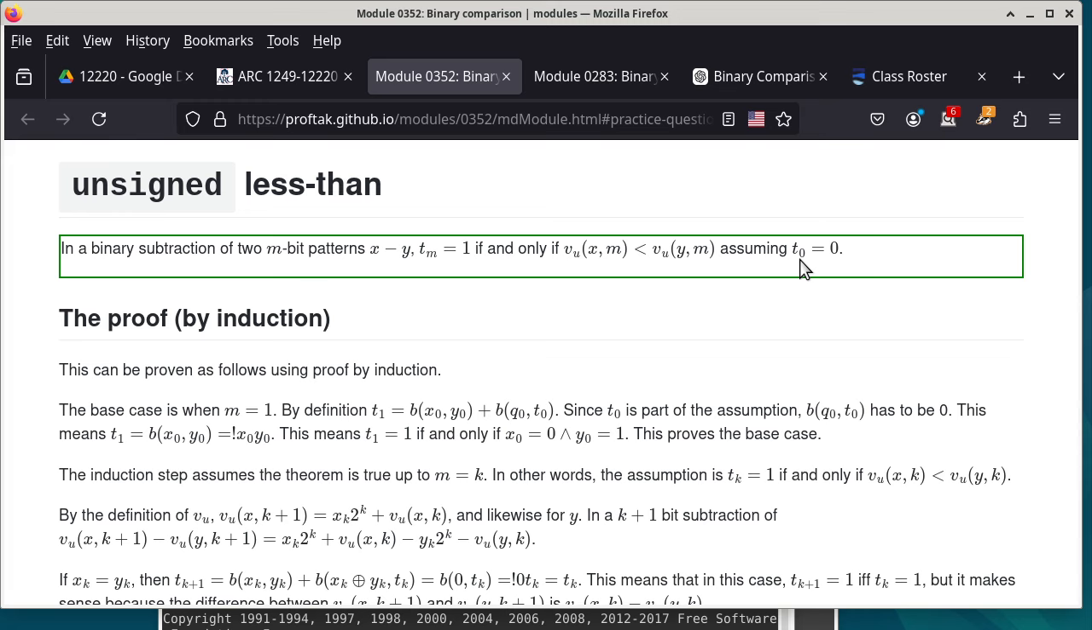All right, so I will ask a few questions then. What is t_m referencing? This entire module has no reference to something called t_m, t with a subscript of m. And m is nothing new, because m is already set here. This is the subtraction of two m-bit patterns, which means m is the width of the binary numbers. So we know where m is coming from, but what about that lowercase t? What was the last time that we saw something with a lowercase t as a symbol?